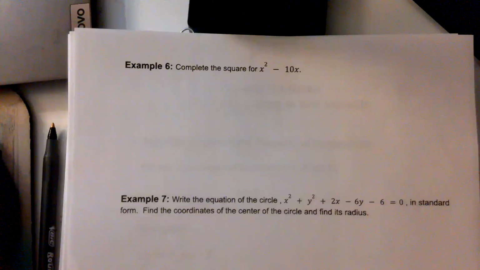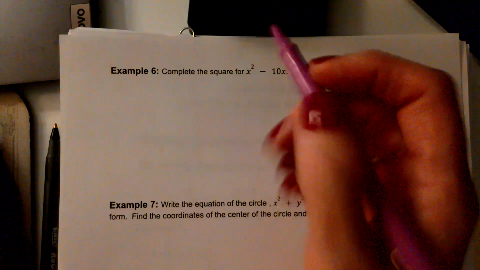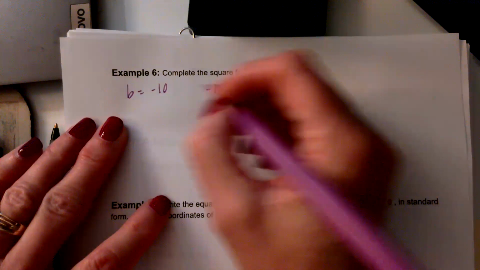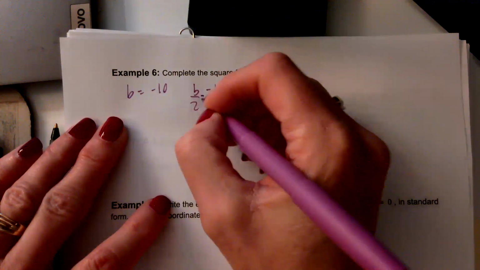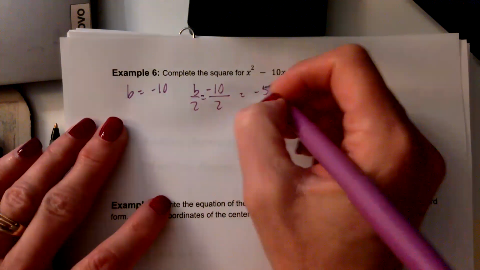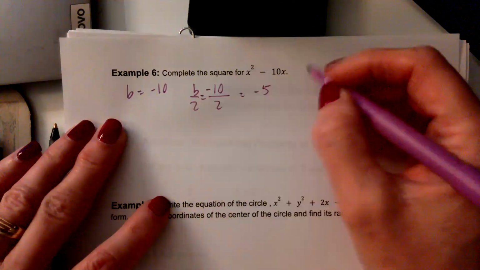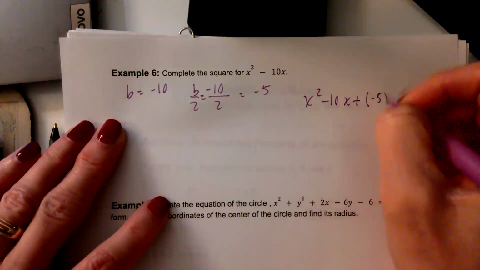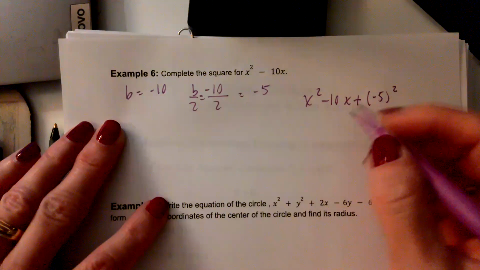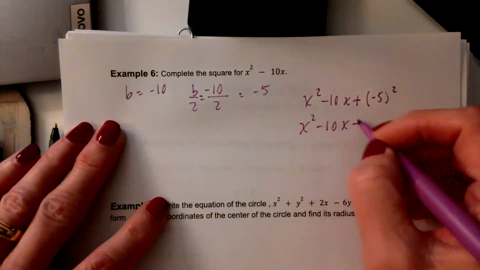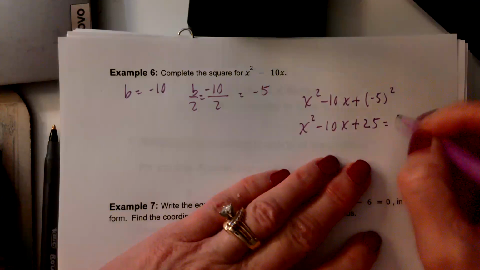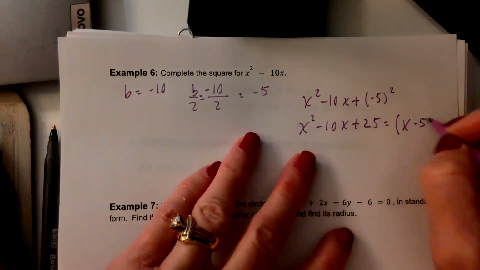So you definitely need some practice. So we want to complete the square. So b is equal to a negative 10. So we want to divide by 2, so we get a negative 5. And so we have x squared minus 10x plus a negative 5 squared, which is x squared minus 10x plus 25. And that is the perfect square of x minus 5 squared.